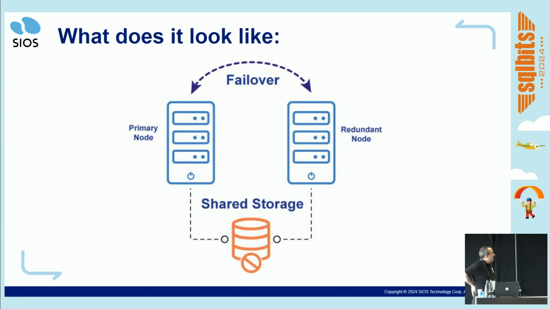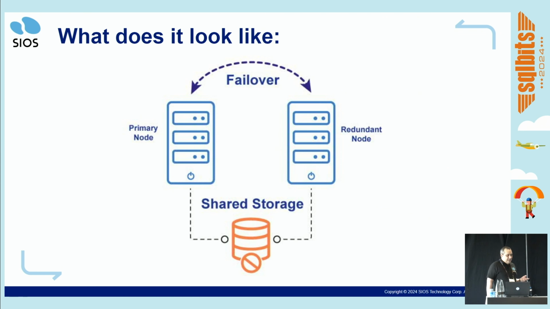Now, I have a very, very simple diagram here, just basically showing a couple of nodes, a primary node, a redundant node, and failover is represented at the top by the dashed arrow between the two nodes. And we also see a simple shared storage solution at the bottom there, which is typical of a sort of two-node active-passive cluster.